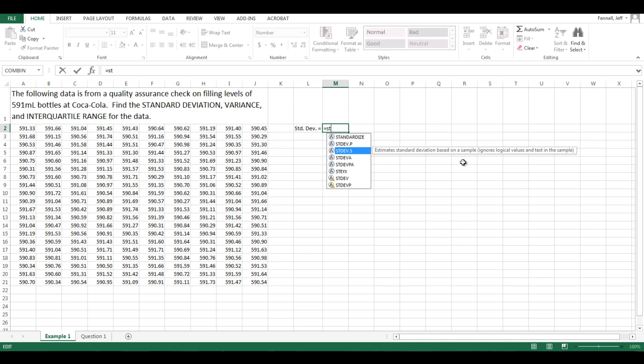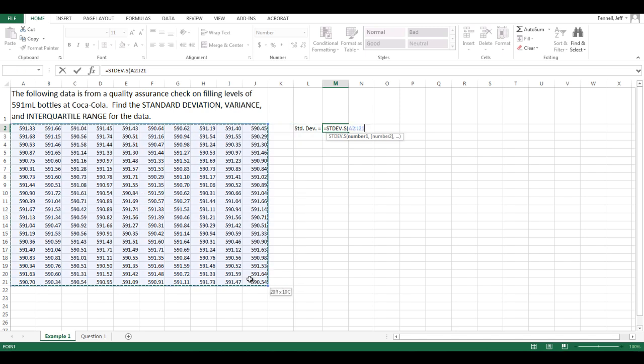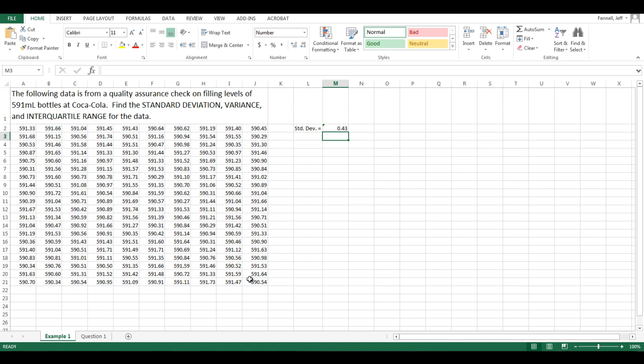So first things first, we have to identify, is this population information or is it sample? So it tells us here we're doing the quality assurance check on filling levels at this Coca-Cola bottling facility. And remember, for this to be population information, we would need every bottle that's ever come out of this facility. So clearly, this is not every bottle that's ever come out. This is simply a random quality assurance sample test that we're doing. So here we do have sample information. We'll use stdev.s. Highlight all of our data, hit enter, and we should get a standard deviation of approximately 0.43.